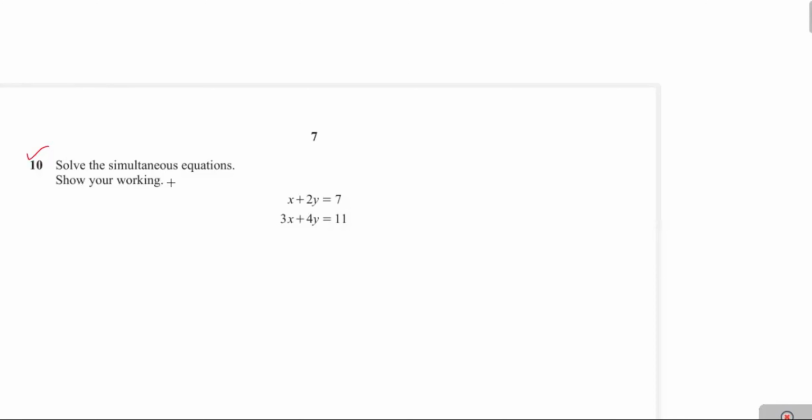Question number 10, solve the simultaneous equations. Show your working. Now you see here are two linear equations. First is x plus 2y equal to 7. Next is 3x plus 4y equal to 11. Now firstly we make the coefficient of variable y the same. If we multiply this equation by 2, this equation becomes 2x plus 4y equal to 14. And this second equation we write here as it is, 3x plus 4y equal to 11.